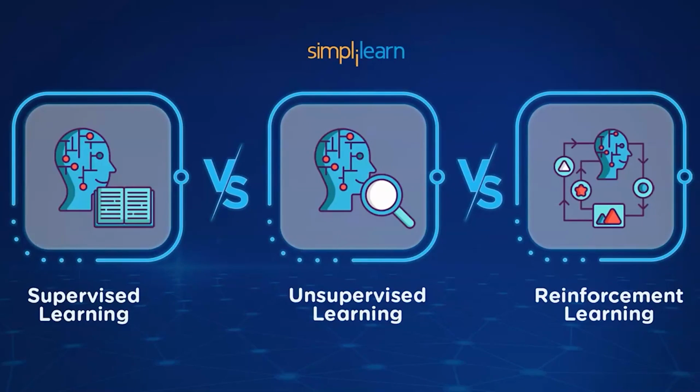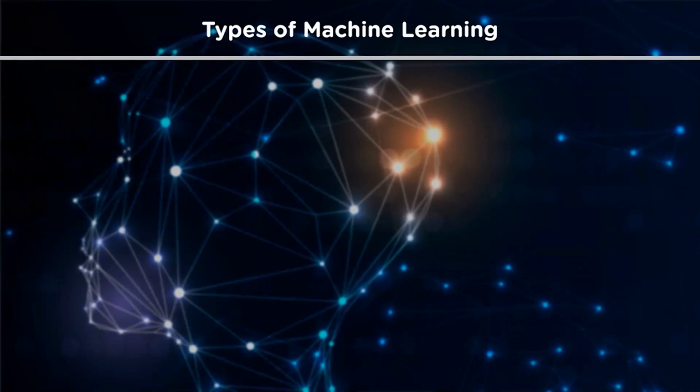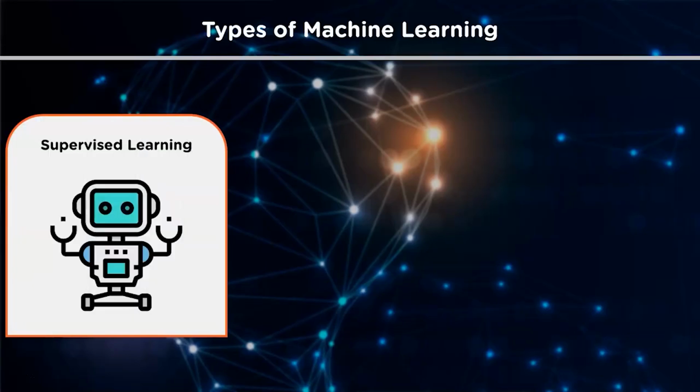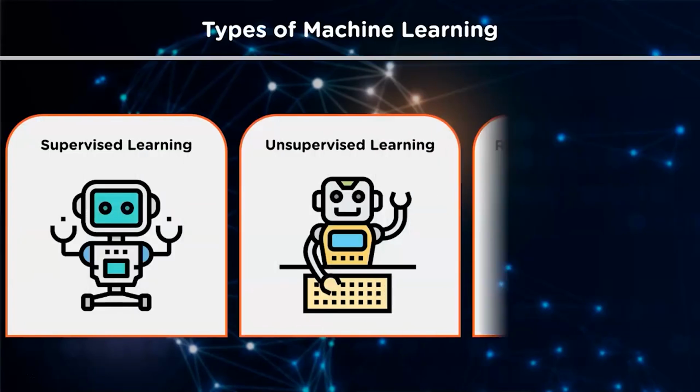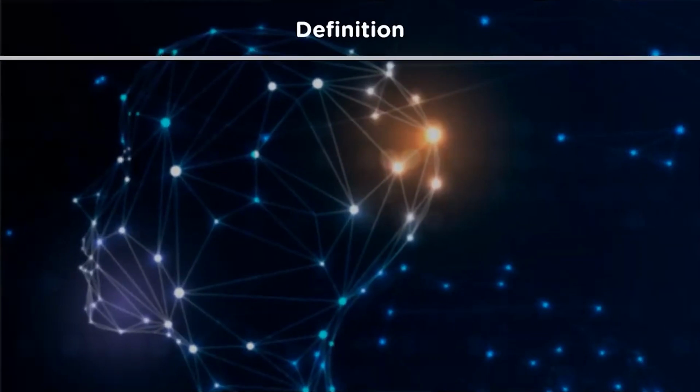Now, there are a number of algorithms used in the field of machine learning to solve complex problems. Each of these algorithms can be classified into a certain category. So the different types of machine learning algorithms are supervised learning, unsupervised learning, and reinforcement learning. Now, let's look at the definition of each of these learning techniques.